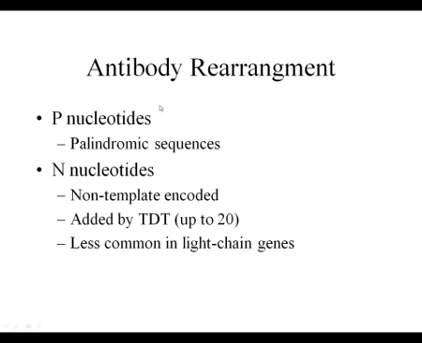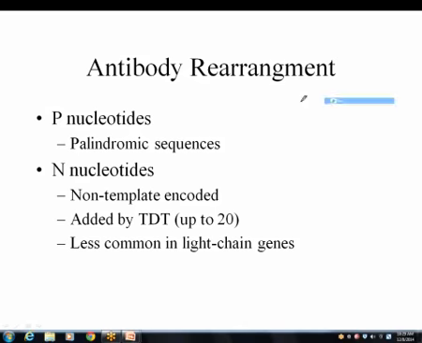So when this recombination happens, there's actually two different sets of nucleotides that get created. One set is called P-nucleotides, or palindromic sequences. A palindrome is something that can be read backwards and forwards, like dad is a palindrome. No matter which way you read it, backwards or forwards, it's the same word.